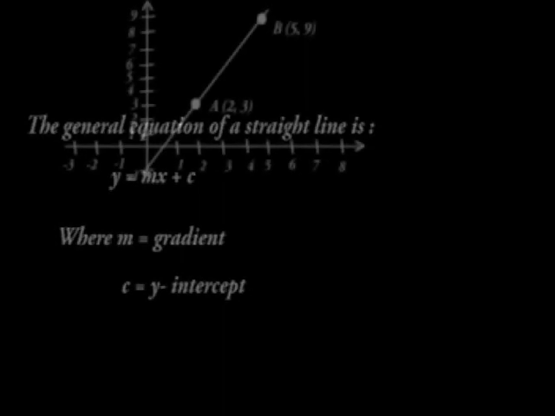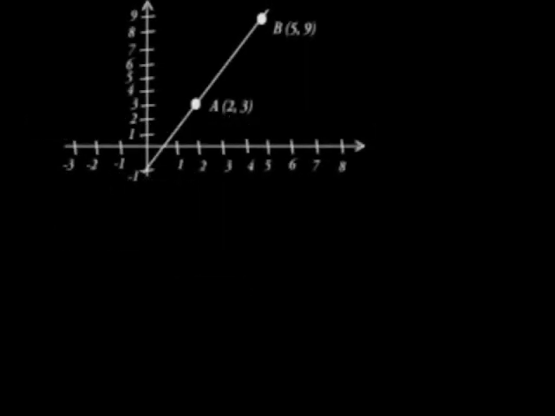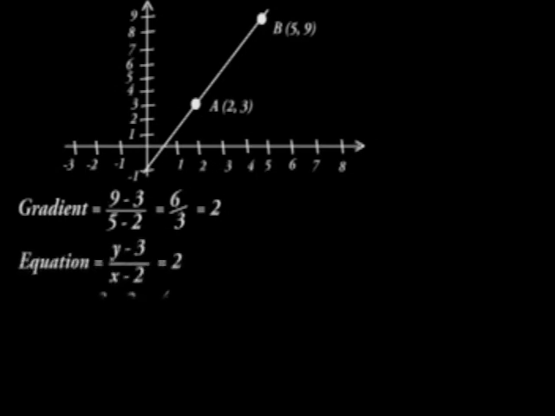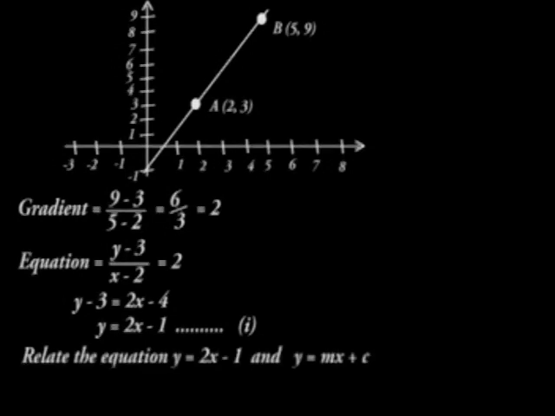Consider the line passing through the points A (2, 3) and B (5, 9). The gradient is 9 minus 3 over 5 minus 2, giving us 2. The equation of the line is y is equal to 2x minus 1. Relate the equation y is equal to 2x minus 1 and y is equal to mx plus c. The gradient of our line is indeed 2.